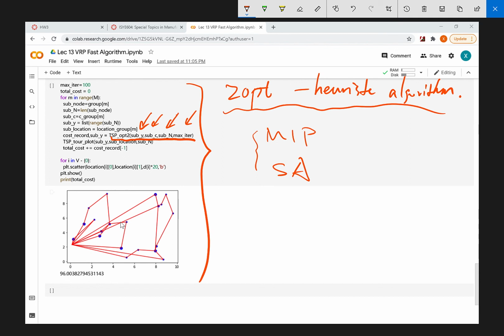And then, with the solutions of the TSPs, we can get the VRP solution. This is a depot, and then the customer assignment guarantees that the capacity of each truck is satisfied.